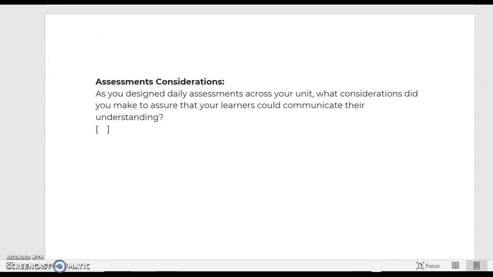The last piece of part 1 are assessment considerations. So as you designed daily assessments across your unit, what considerations did you make to ensure that your learners could communicate their understanding to you? So what did you do when you were thinking about your pre-assessment, your post-assessment, your formative assessments, your OTRs? What were you thinking of, and what did you put into place so that you were assuring that your learners were going to be able to communicate their understanding of the topic at hand to you?